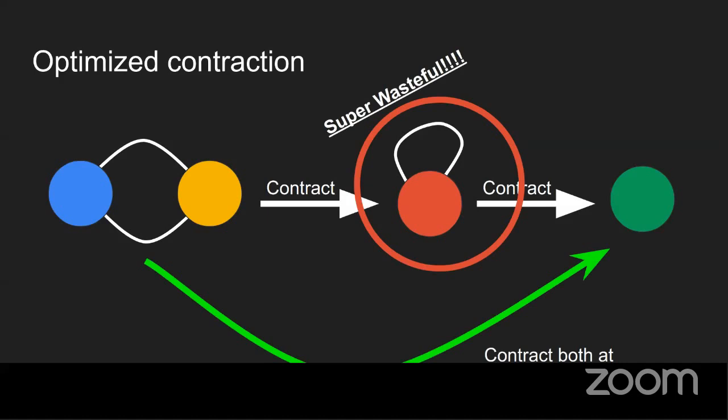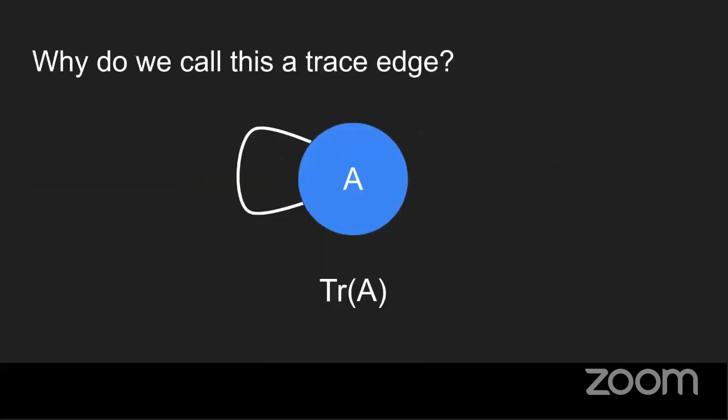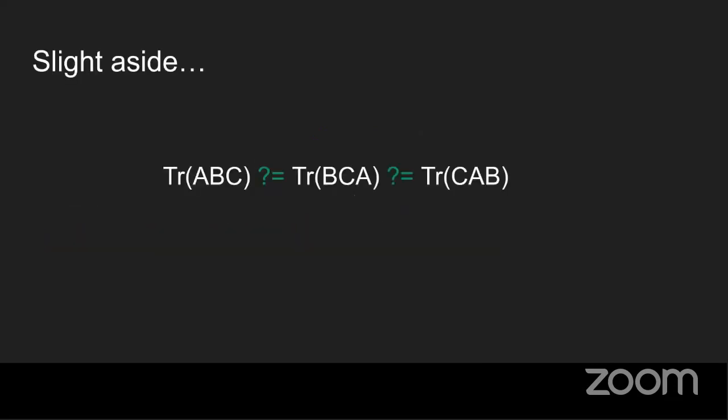And so what you prefer to do is contract both of those legs together at the same time. And you can do that very easily with just tn.contract_between. Yeah, so I hope that answered that question. And I got a little bit ahead of myself, so let me go back to this question.